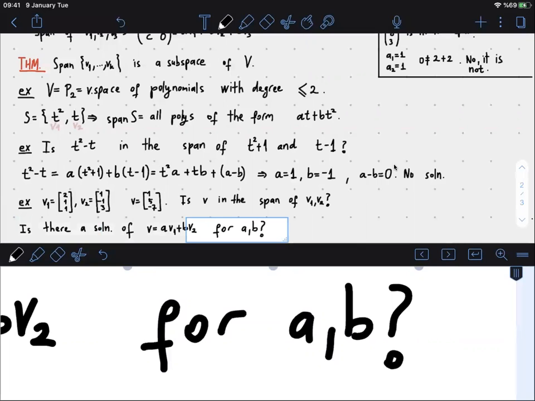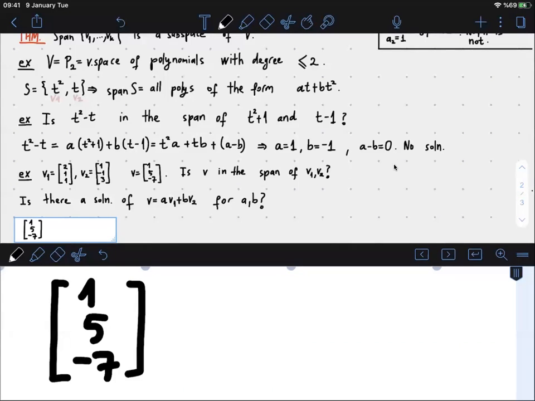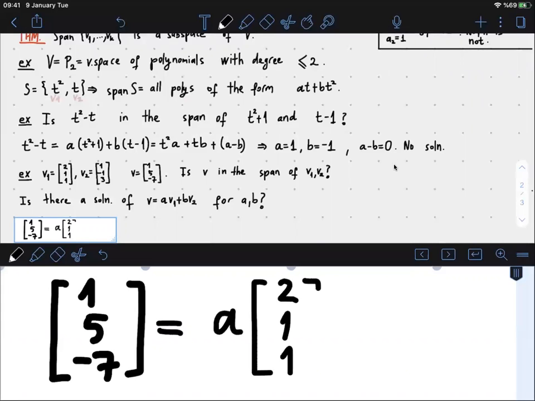I think the answer is yes, John. So let's look at it. If we write this, what do I get? 1, 5, and negative 7. So what are these things? This is a times 2, 1, 1. And the second one, b times 1, minus 1, and 3.